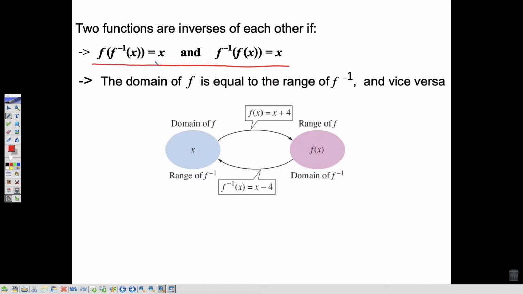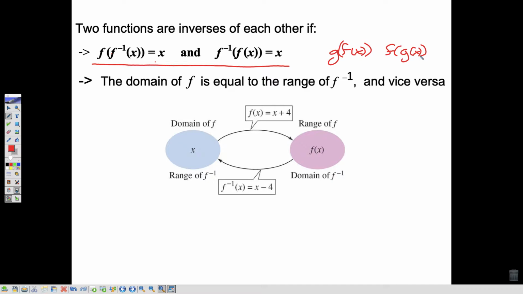And then I also have to do f inverse of f of x. That is just the same as we did the other day, going g of f of x and f of g of x. Exactly what we did the other day with our compositions of functions. The name just happens to be f and f inverse. Okay?